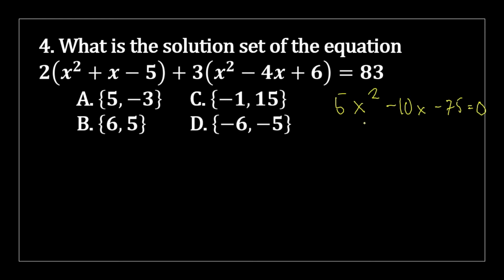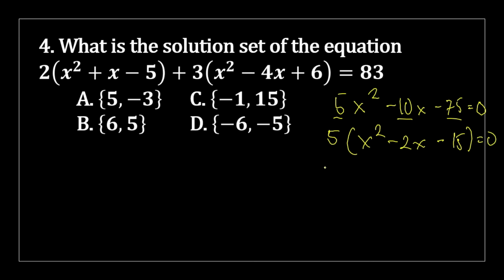Now let's try to factor this out. We know that they have a common factor of 5, so let's divide all the terms by 5. 5x squared divided by 5 is x squared. Negative 10x divided by 5 is negative 2x. Negative 75 divided by 5 is negative 15, equal to 0.